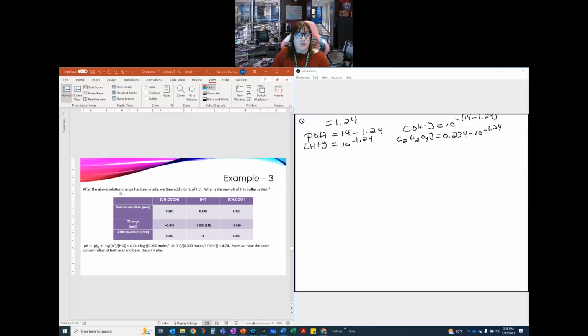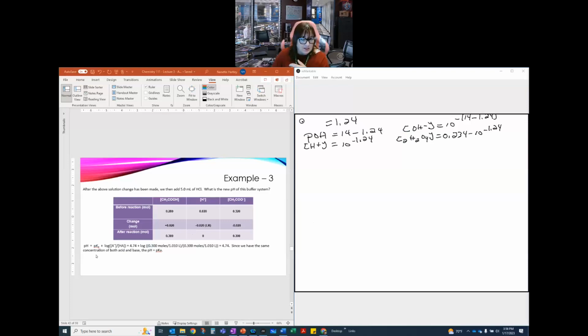After the above solution changes have been made, we then add 5 milliliters of HCl. What's the new pH? So now we're taking the solution that we just had, that we did all those calculations for, and adding some H plus to it. The amount of H plus that I'm adding is the limiting reagent. It's what's going to dictate how much of this is done. So I'm adding H plus, so that means I'm going to take the CH3COO minus, add an H plus to it, and make CH3COOH. So the concentration of CH3COOH goes up, the CH3COO minus goes down, and we go back to where we were in the beginning because we added the same amount of the same concentration.